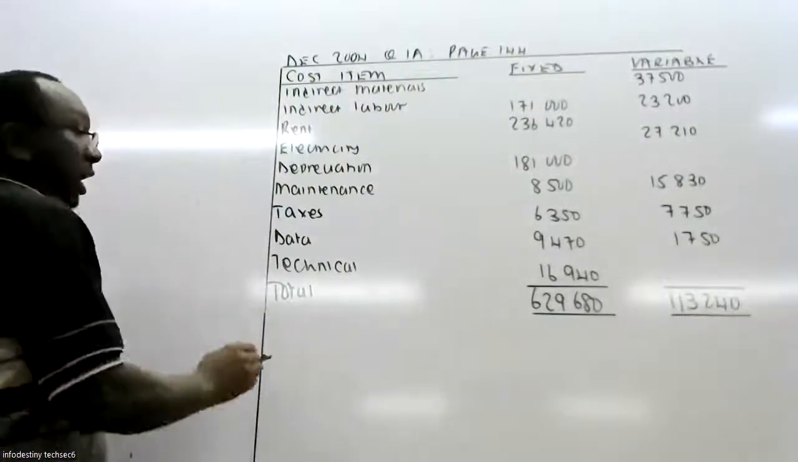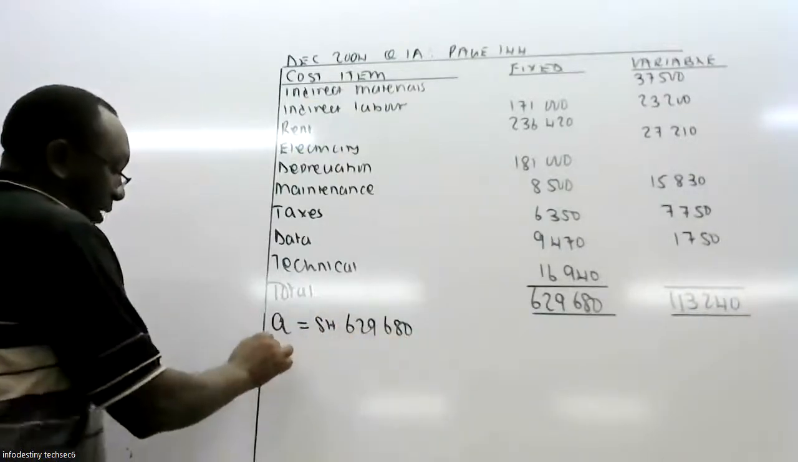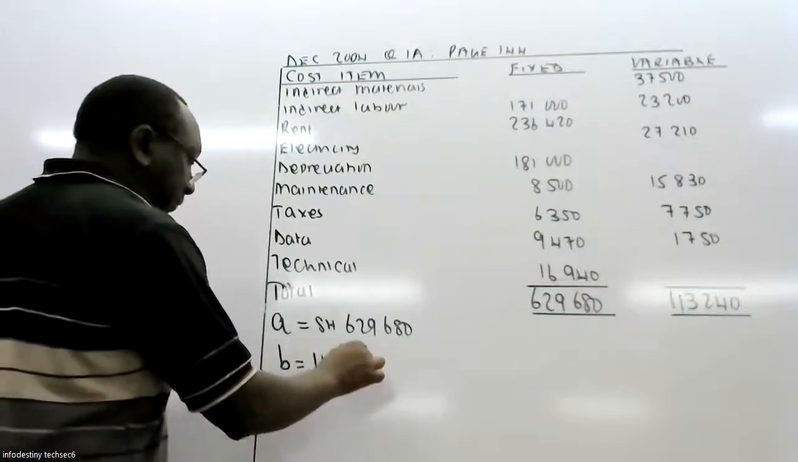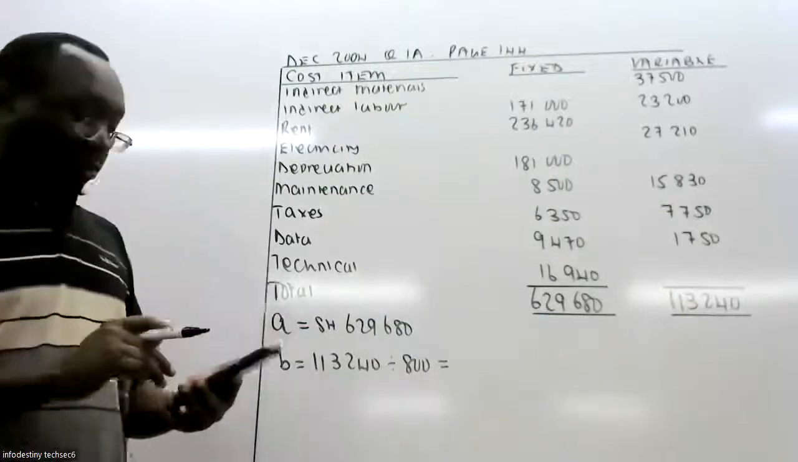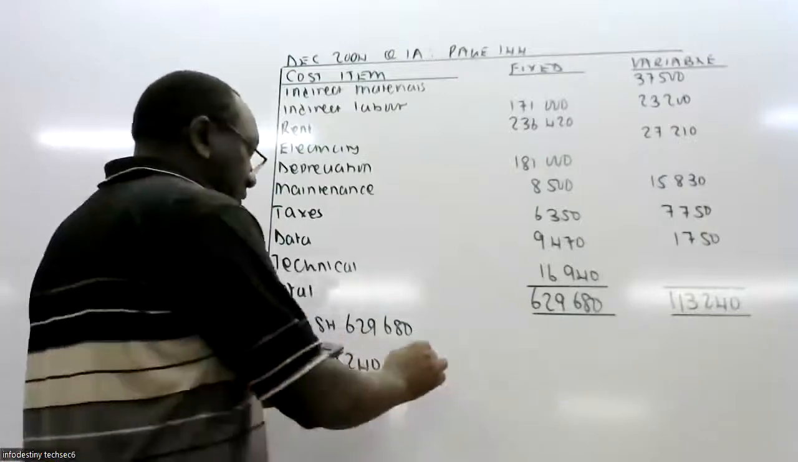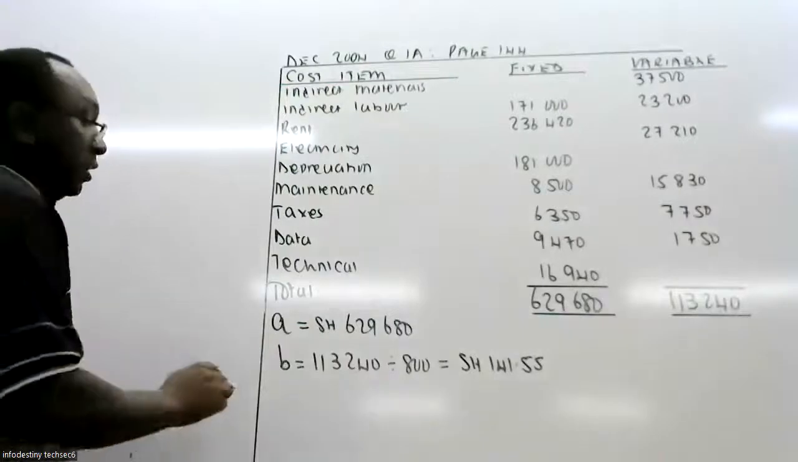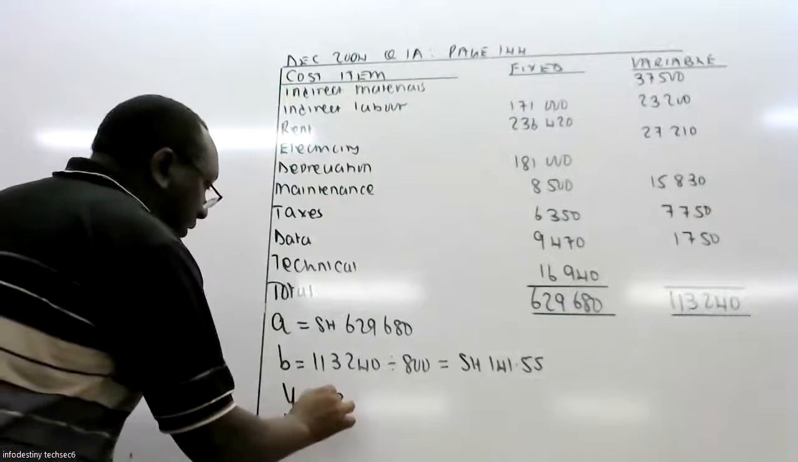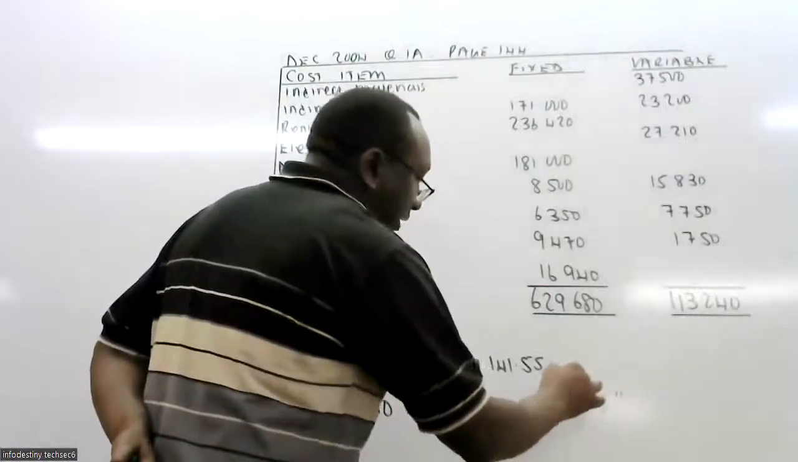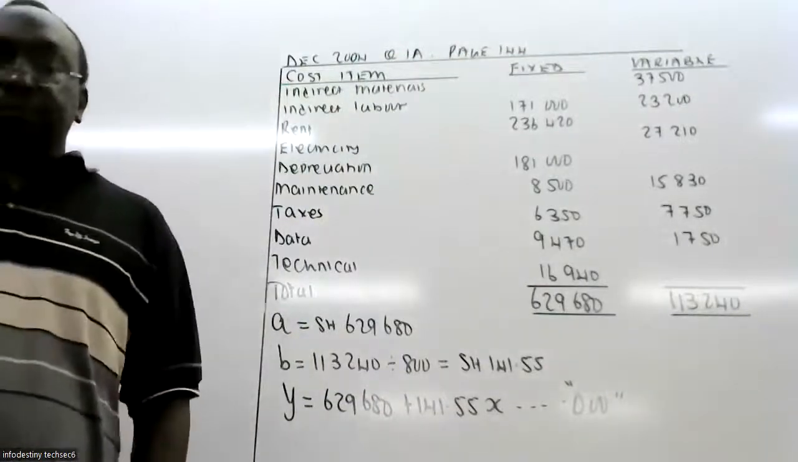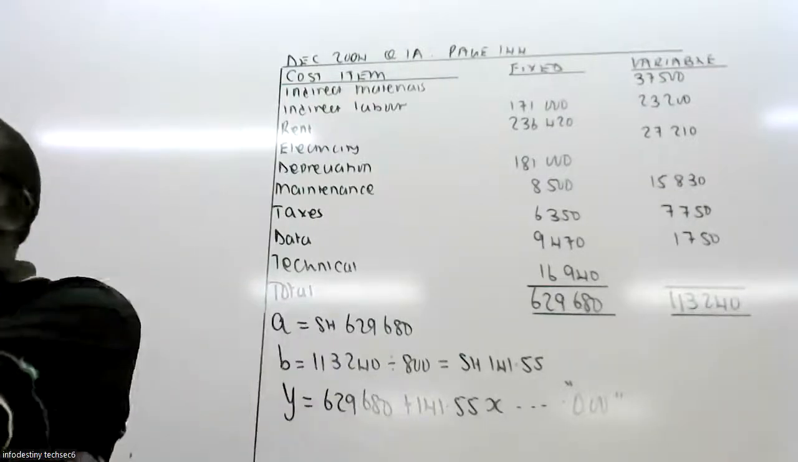So now in this case, the fixed costs is shillings 629,680. B, it is 113,240. Now this one you divide by 800. Remember the figures are in thousands. So now you divide this by 800 and you get shillings 141.55. So the function y is going to be given as 629,680 plus 141.55x. And remember, this equation is in thousands. So that is how simple that method is.